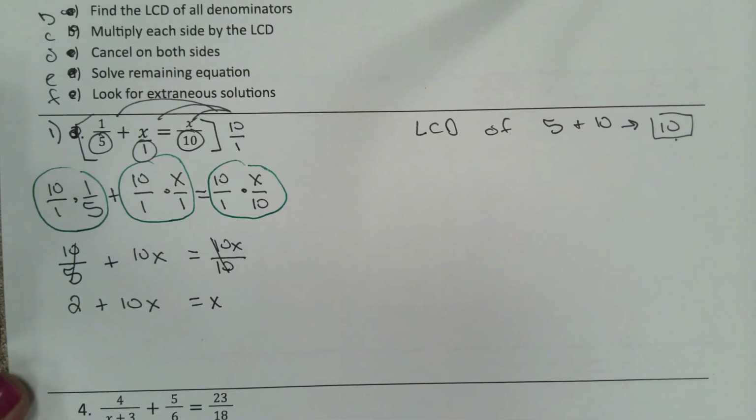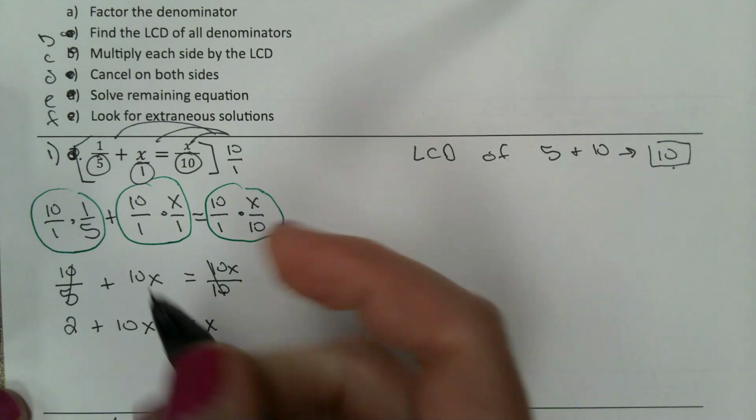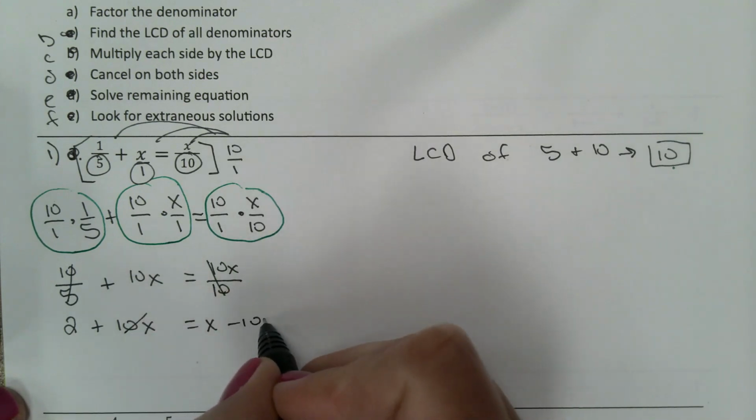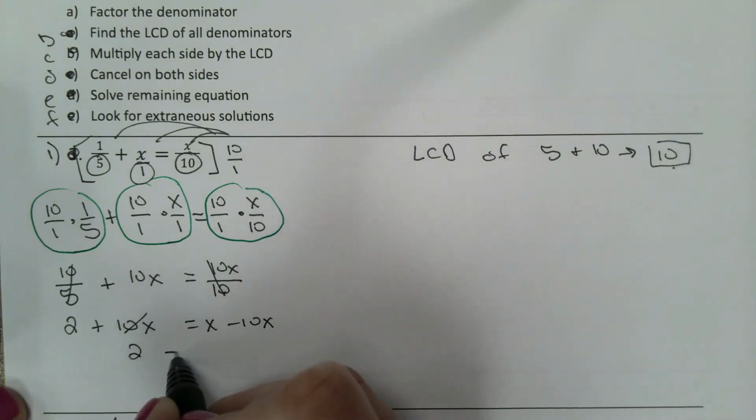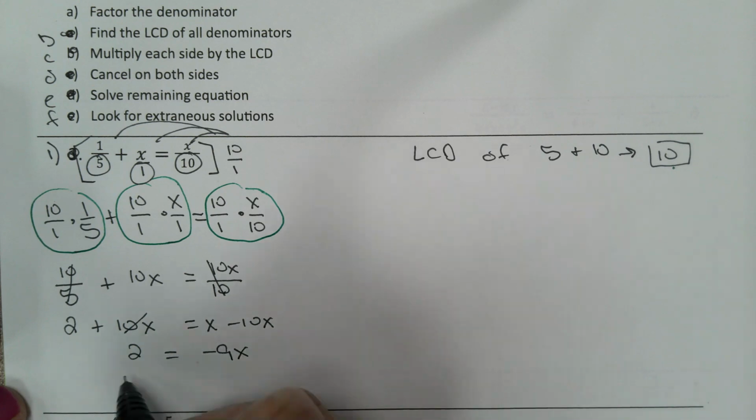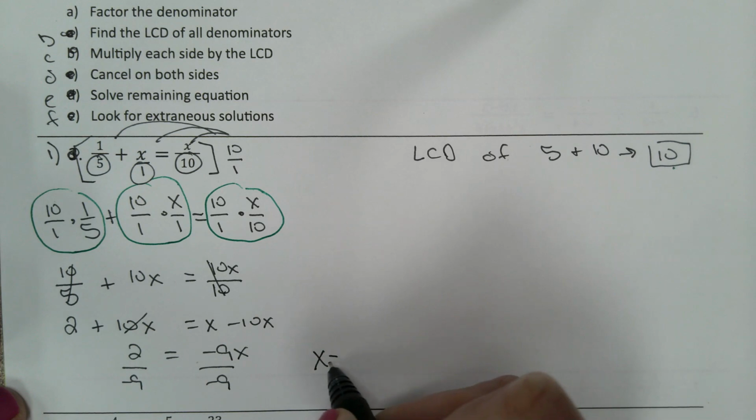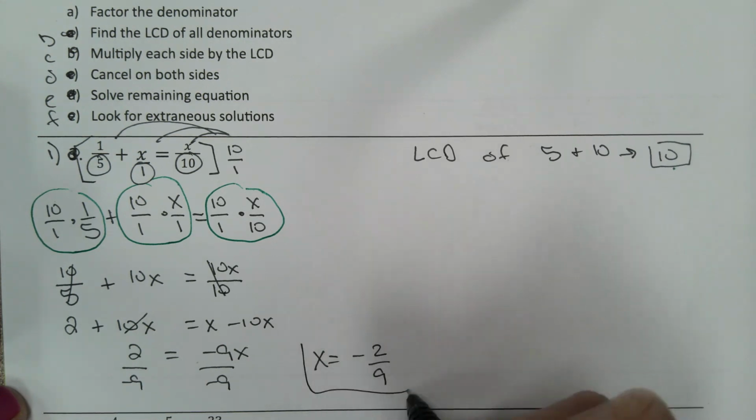So now I'm just going to do algebra here and solve for x. Subtract the 10x over, 2 equals negative 9x. Divide both sides by negative 9, and x equals negative 2/9.